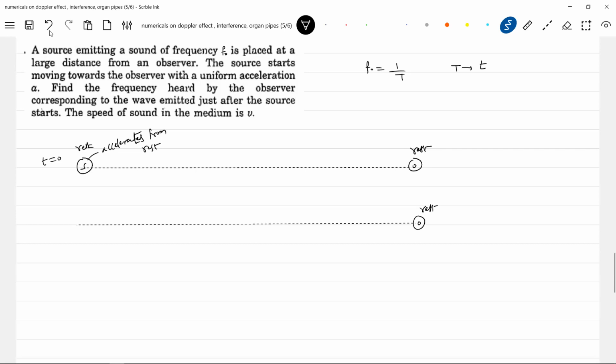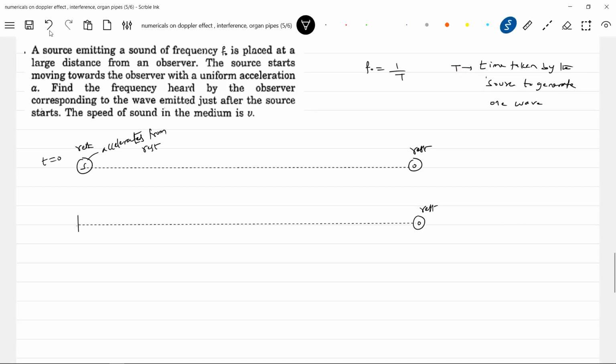Time taken by the source to generate one wave. I agree, this is a time period, no? In that interval of time, what will happen to the source? The source will accelerate. By the time one wave is generated, it will acquire some speed.